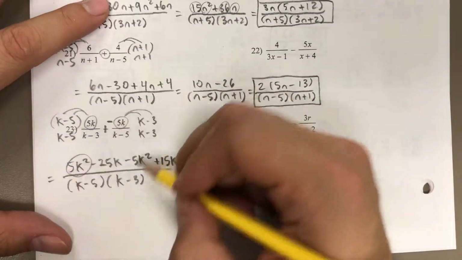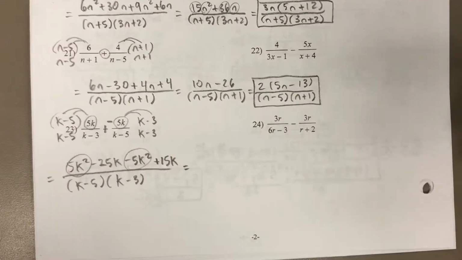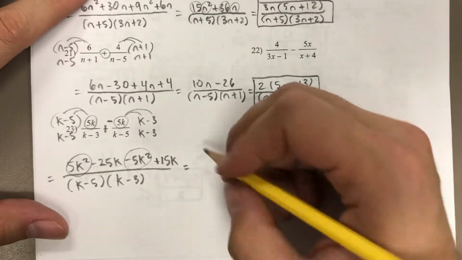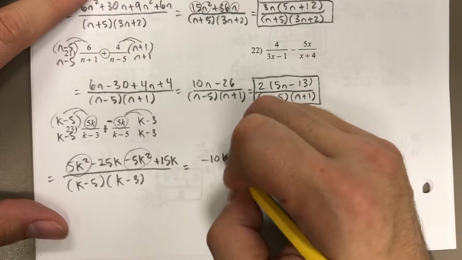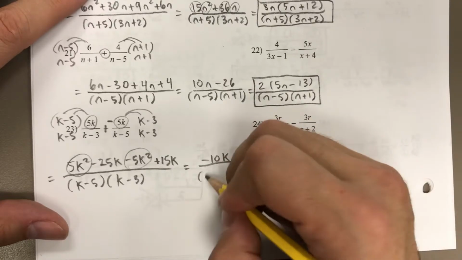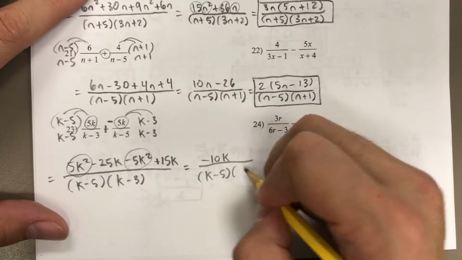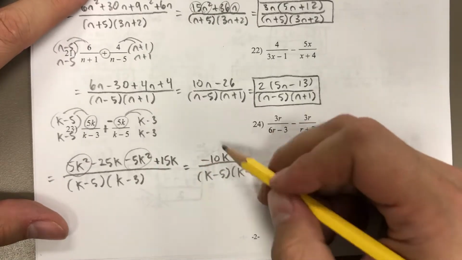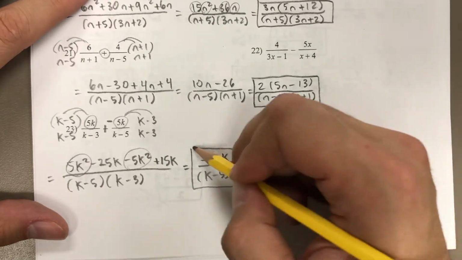Looks like the 5k squared and the negative 5k squared will cancel out because they add up to 0. And then negative 25 plus 15 is going to be negative 10. So we have negative 10k over k minus 5 and then k minus 3. And this is already factored, so since nothing cancels out, this is our simplified expression.